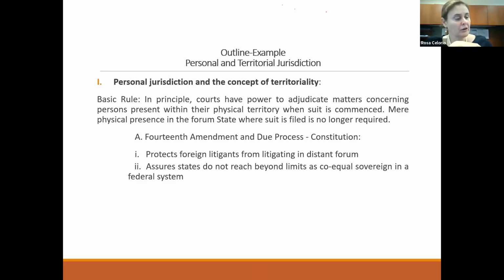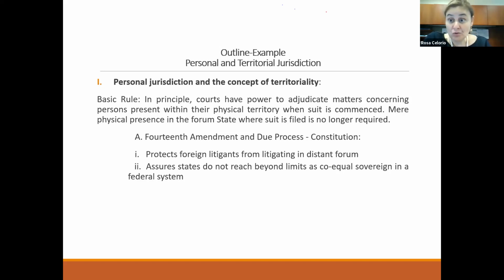So in this particular case, I think it's very important to understand that there's a basic rule, and then there's a number of rules connected to that basic rule. So the basic rule is that courts have power to adjudicate matters concerning persons present within their physical territory when a suit is commenced, right? Mere physical presence in the forum state where suit is filed is no longer required, right? This is the basic principle in many ways. And this is why we have this case, right? Because it's a foreign defendant. So the fact that they're not physically present doesn't mean that jurisdiction cannot be exercised over them, right?